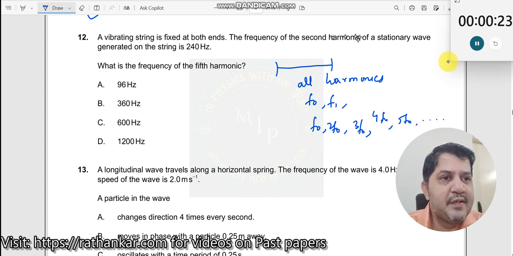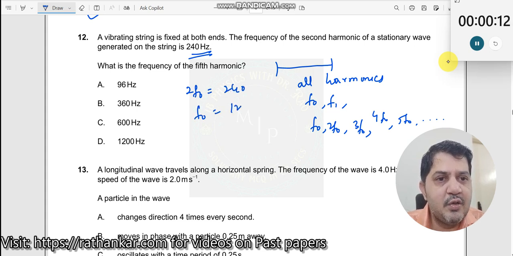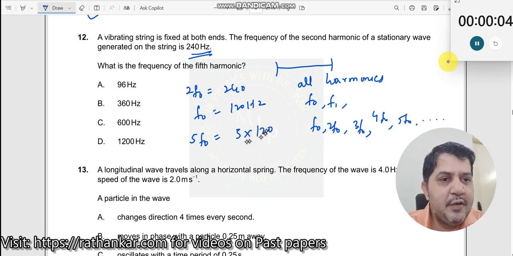Okay. The frequency of the second harmonic of the stationary wave generated is 240 Hz, which means it's already given to you as 2F0 equal to 240, which means F0 should be equal to 120 Hz. Okay. What is the frequency of the fifth harmonic? The fifth harmonic is 5 times F0, so just multiply this by the fundamental. You get 5 into 120, which is equal to 600 Hz. So the answer is C.